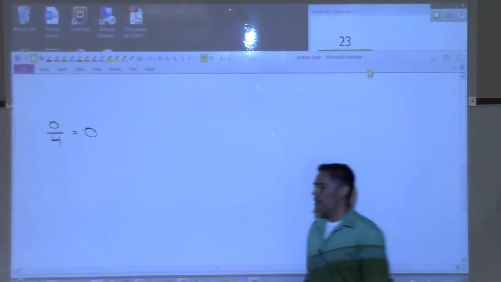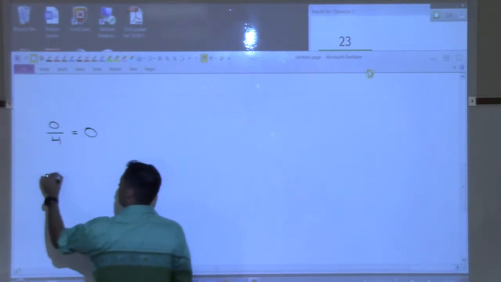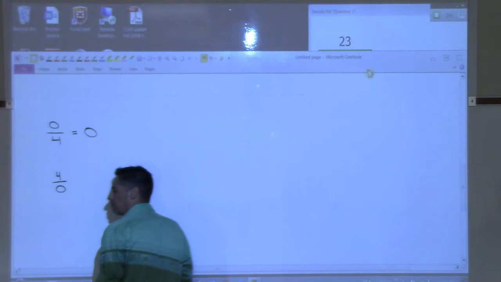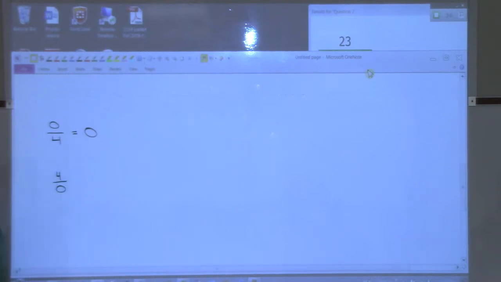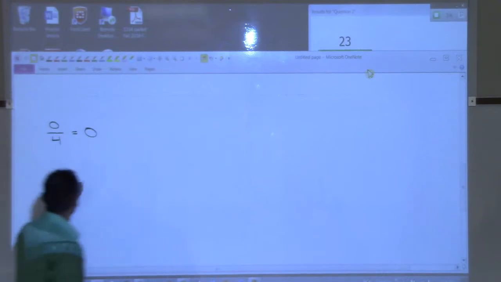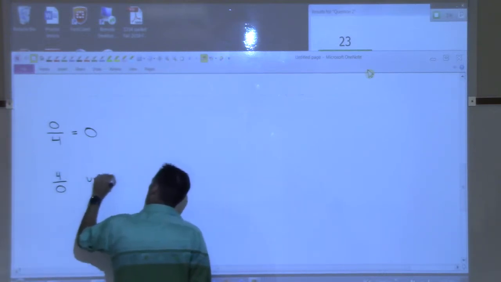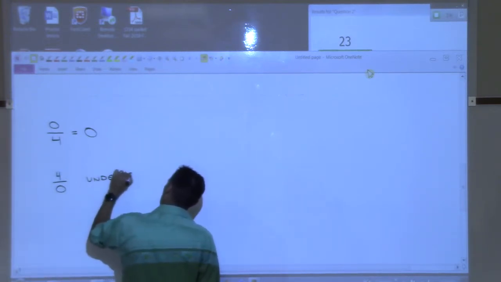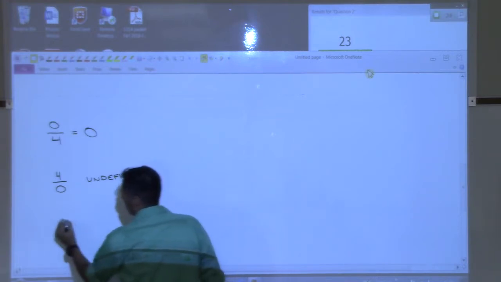Okay, so what if I flip that over? What if I put 4 divided by 0? So that's called undefined, right? In our numerical system, in our mathematical structure, division by 0 is not allowed, right? And we're not going to get into a big, deep discussion about that. We're just going to say this is undefined. All right, one more.